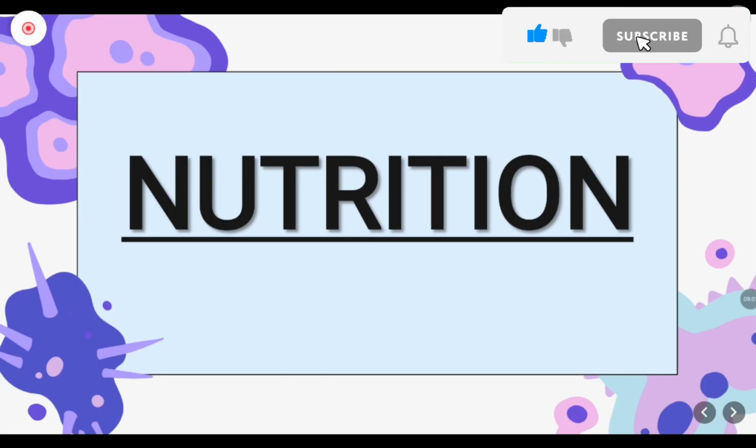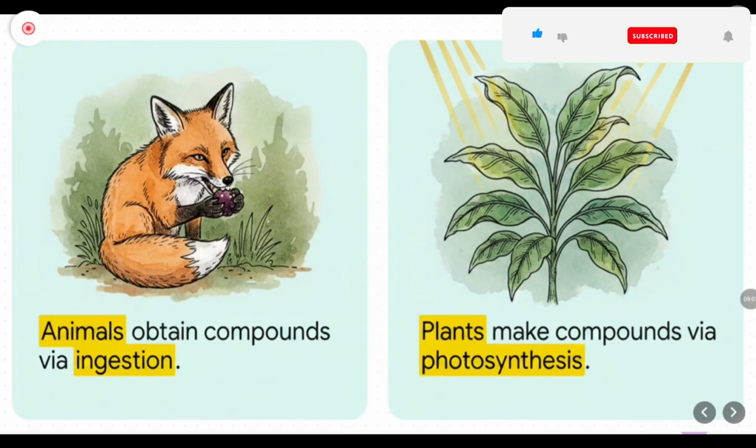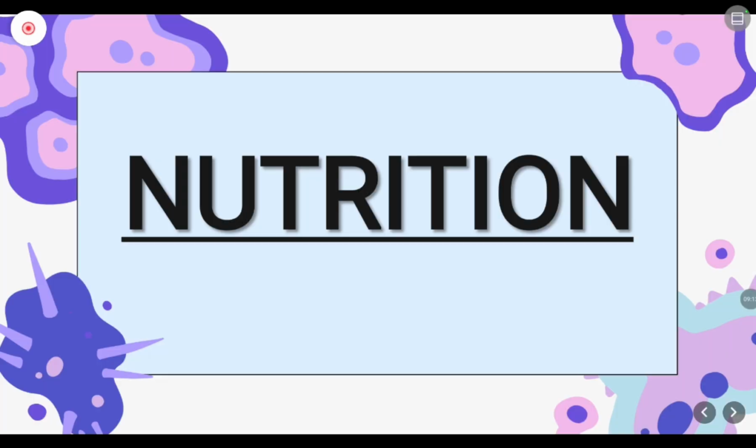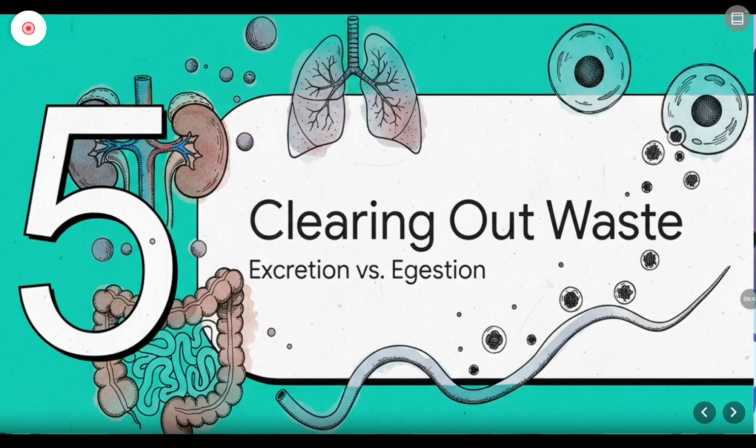Now moving on to nutrition. Animals obtain compounds via ingestion, which is the taking in of food through the mouth. As you can see, this fox is eating berries, and the plant makes compounds via photosynthesis, like mineral ions such as magnesium from the soil, or food products like glucose. It even produces starch, moved by translocation, and this will be covered in other lessons, but not in this lesson.